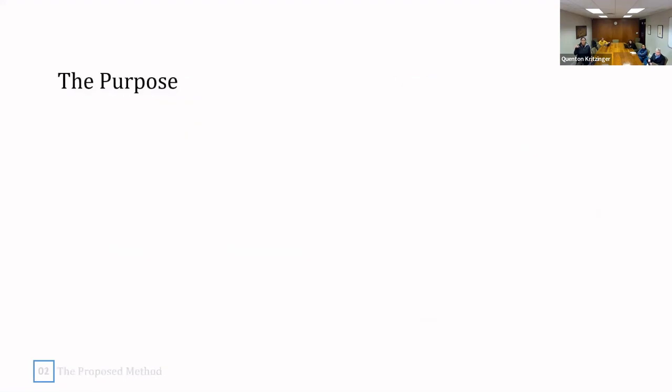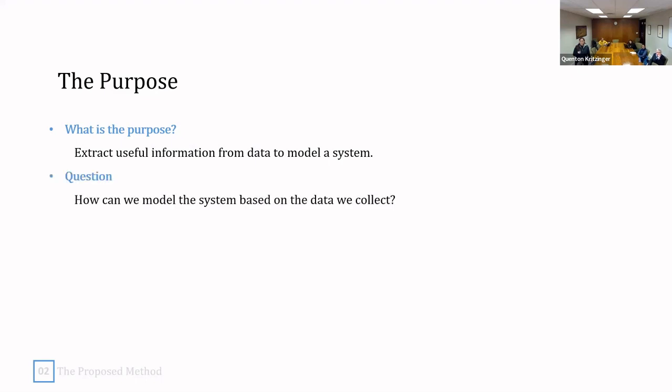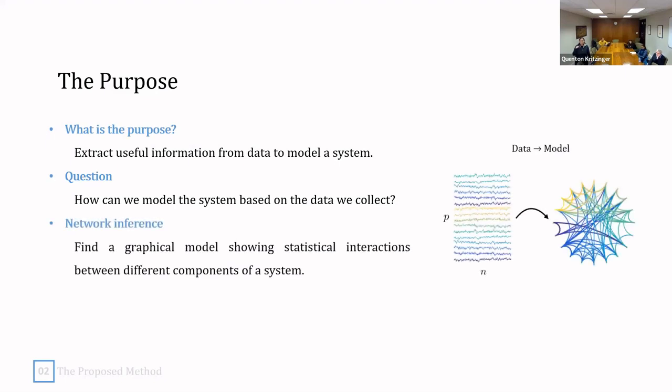So we can start the next part of my presentation, talking about our research. What's the purpose of this research? It's a general purpose. We're going to extract the information from data and find a model for data. And the question is, how can we do this? And the answer is that with network inference, we can find a graphical model that shows us the interaction between random variables in a system.